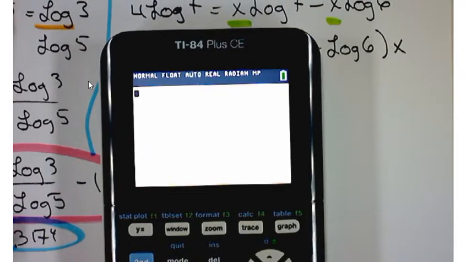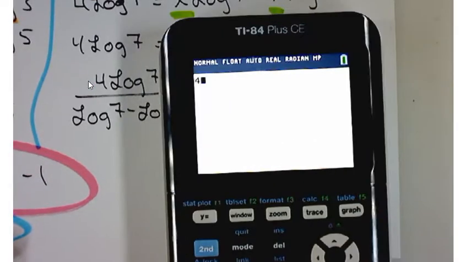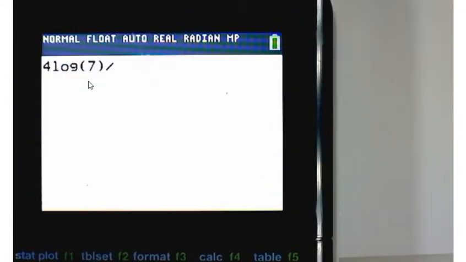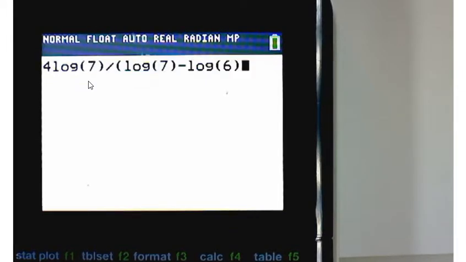So let's do this. 4 log of 7 divided by, and then I want parentheses, log of 7, another parenthesis to close off the log, minus log of 6, another parenthesis there, and then, how come one more parenthesis? Close off the denominator. So, bam. So 50.49, give yourself a hand. Yay, good job.